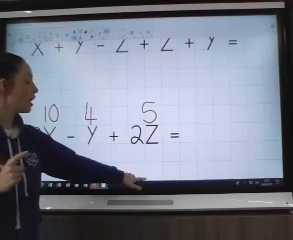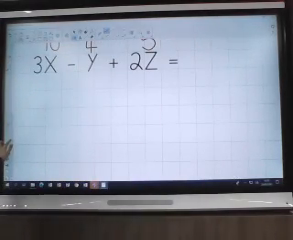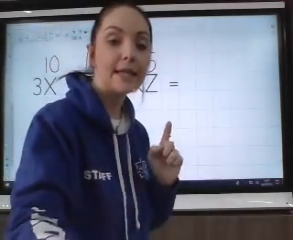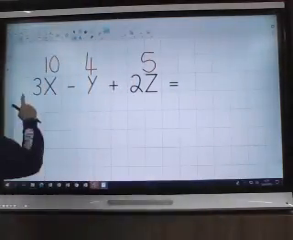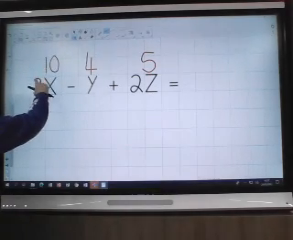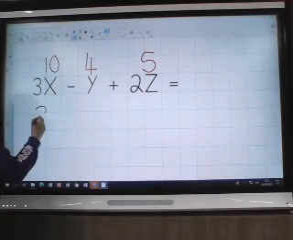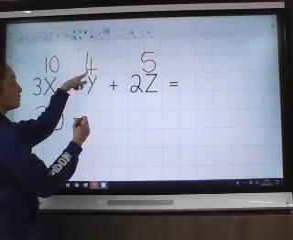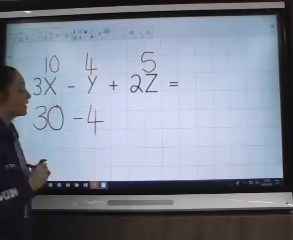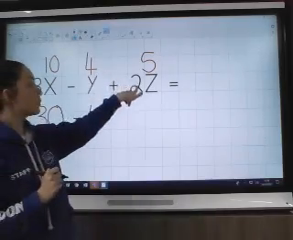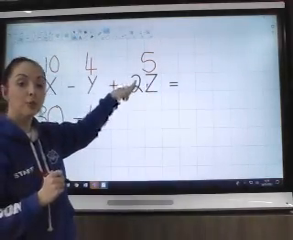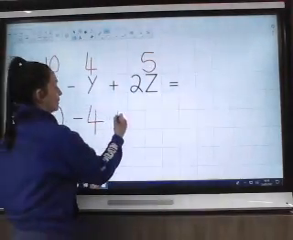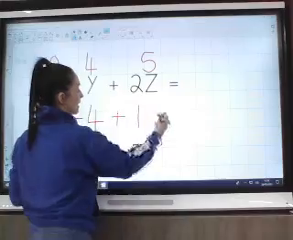Because you've got 3x and it's right next to each other, that means you've got to multiply it together when they're right next to each other. So this then means 3 times 10, which will mean 30. This one is just by itself, just a letter on its own, so that just stays as 4. And then this one is 2Z, and the 2 is right next to the Z, so that means it's 2 times 5. 2 times 5 is 10.